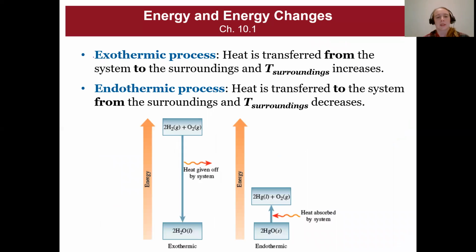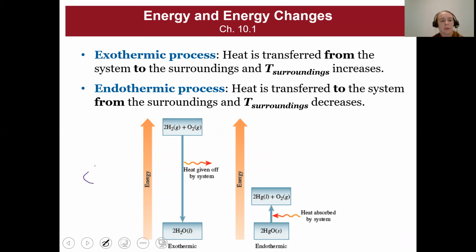All right, so there's two types of processes, like I said. We can describe these with more scientific terms than just energy is absorbed or energy is released or produced. We call those endothermic or exothermic processes, respectively. So an exothermic process is where heat is transferred from the system to the surroundings. So that's like your fire.